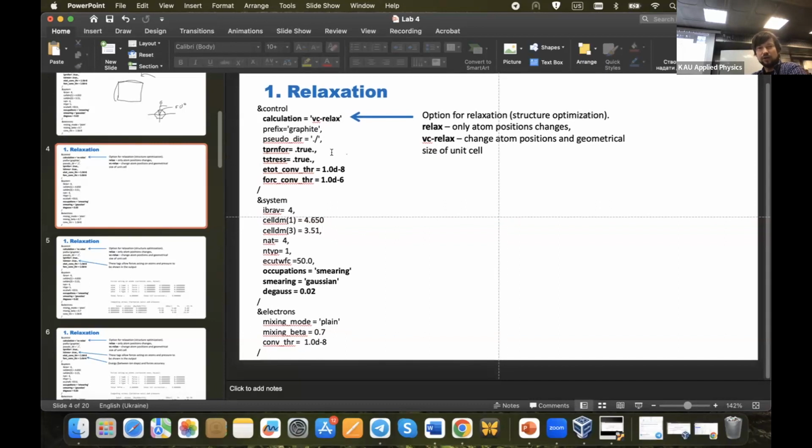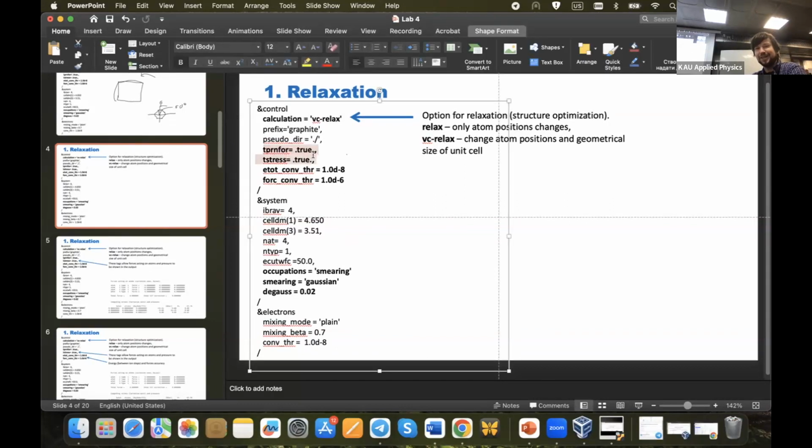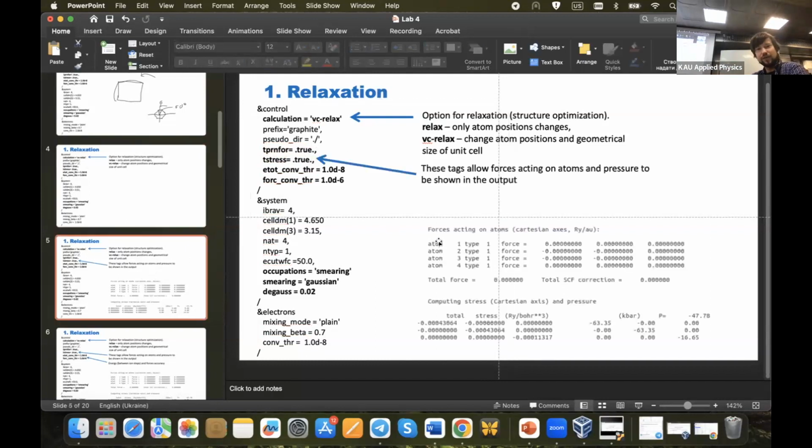Prefix, pseudo, you know. And what is it? These two tags, tprnfor and tstress. So for stands for forces, and stress stands for the stress which is applied to our unit cell. And we can find it in your output file. Then we will look at this output file. You can find the forces and you can find the stress.